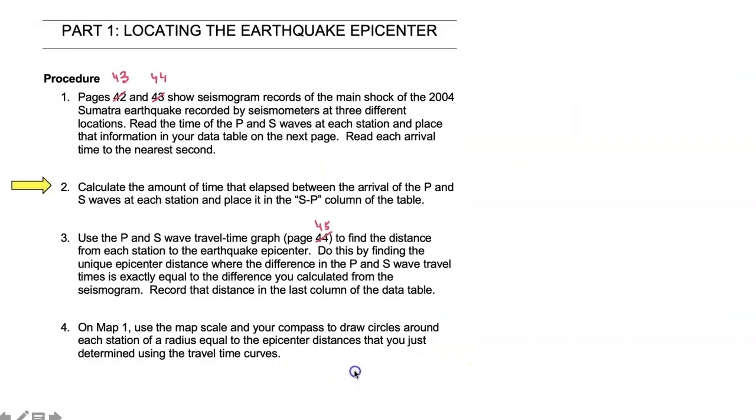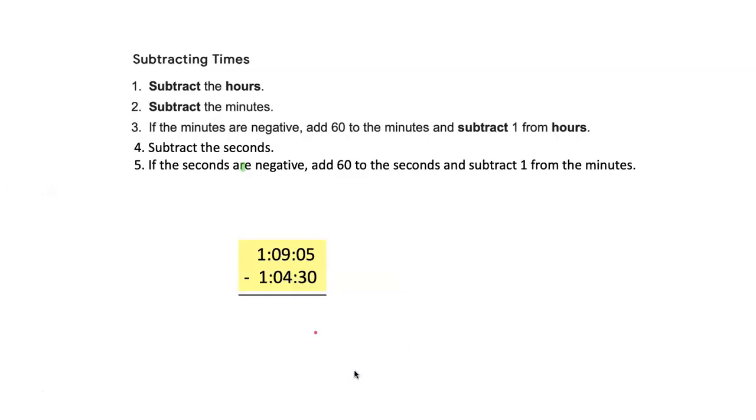I'm reminding you now that we are on number 2 here. Calculate the amount of time that elapsed between the arrival of the P and the S at each station. So we have to subtract time, and I have a little set of instructions here to help you out. Some of you might be able to do this without these instructions, but if you really have no idea how to do this, then you can just follow these 5 steps.